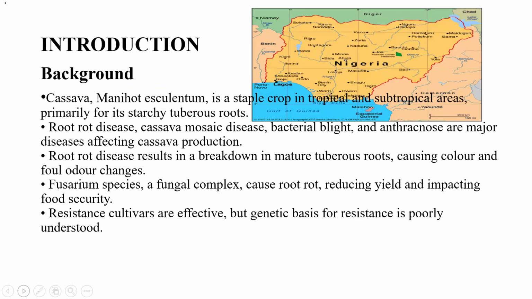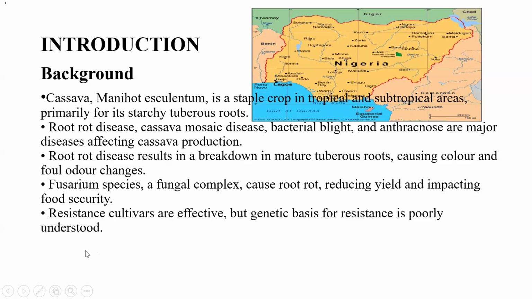So for a background introduction to the topic, the geographical area under study is Africa, Nigeria to be precise, located in the West African part of the continent. We are using cassava as our specific subject matter. The botanical name of cassava is Manihot esculenta, a staple crop in tropical and subtropical areas, primarily known for its starchy tuberous roots. Diseases associated with the crop are root rot disease, cassava mosaic disease, bacterial blight, and anthracnose, affecting cassava production.